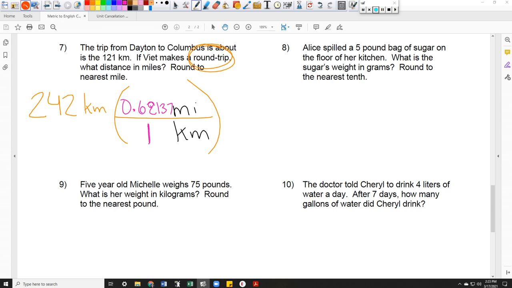0.62137. All right, so let's plug this in. 242 times 0.62137. And this is the ugly number that pops up in the calculator: 150.37154. What unit is that? Miles.